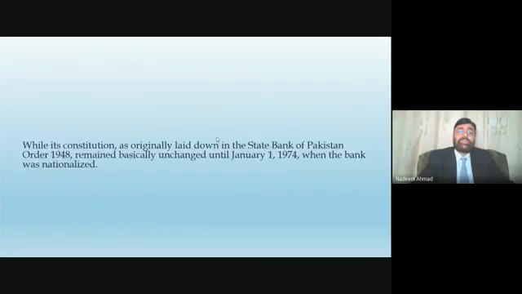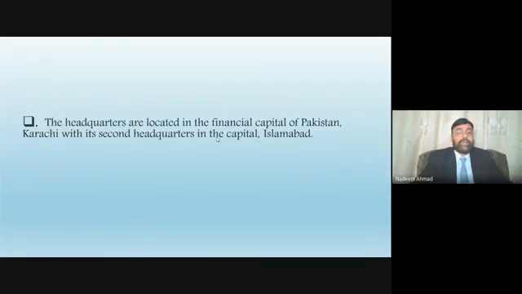Its constitution, as originally laid down in the State Bank of Pakistan Order 1948, remained basically unchanged until January 1st, 1974. It was unchanged, meaning during that time it was running as it was written in 1948, until the bank was nationalized in 1974. The headquarters are located in the financial capital of Pakistan, Karachi, with its second headquarters in the capital, Islamabad. You know that the first one was different; now it's in Islamabad.